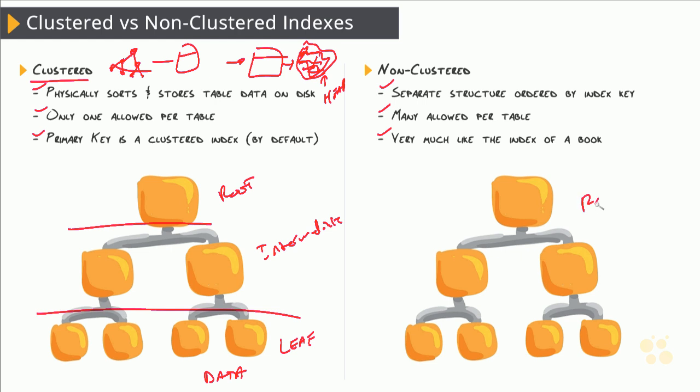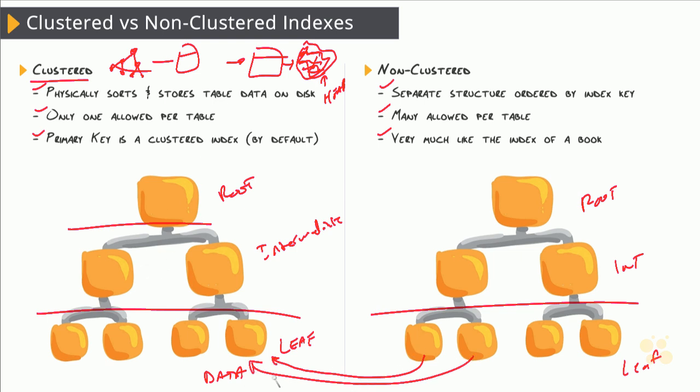So it's structured the same way, right? It's a balanced tree. We have a root node, we have potentially many intermediate nodes, and then we have a leaf layer down here. And this leaf layer, rather than containing the actual data like a clustered index, contains pointers to the data. If you have a clustered index on your table, then it's going to contain pointers to the leaf nodes inside of the clustered index. If not, it's going to contain pointers to the row IDs inside of a heap.